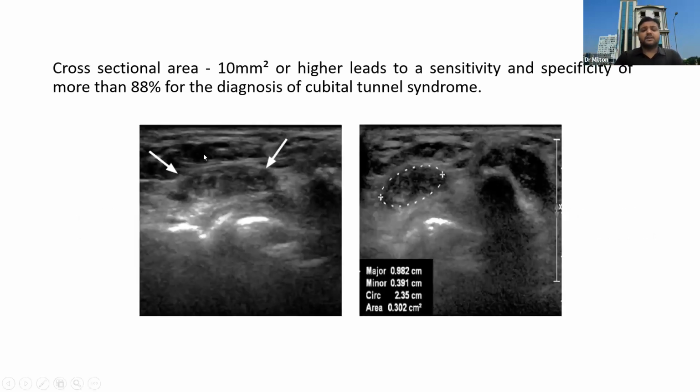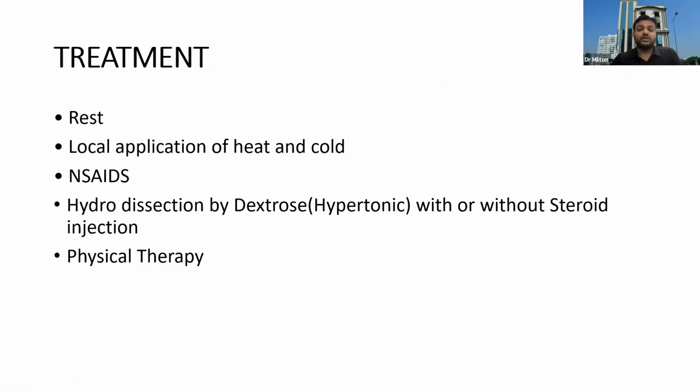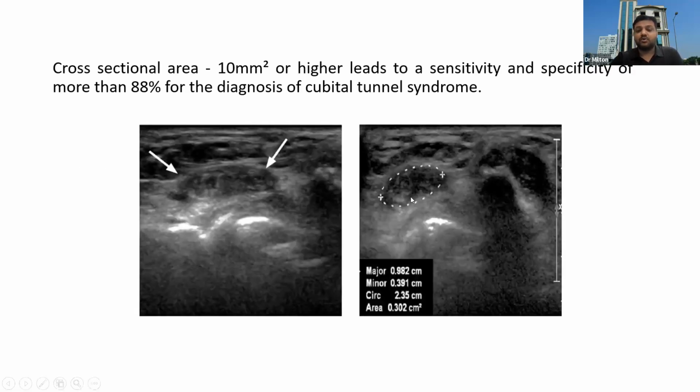Here we can see the cross-sectional area we should consider in our ultrasound. If it is less than 10 millimeter square, it is normal, but if it is more than 10 millimeter square, it is highly sensitive for ulnar nerve entrapment. This is the short axis view, but we also need to go for the long axis view, because where the nerve is entrapped, the proximal and distal end may show a bulge, or the diameter may increase. So we should scan in the short as well as the long axis view.